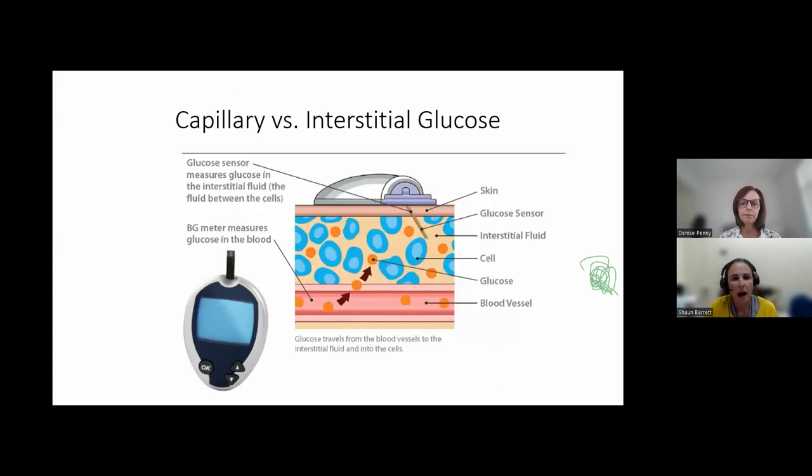Something important to mention around CGMS is that the sensor, and you can see it right here, is measuring the glucose, which here is supposed to be these little orange dots in the interstitial fluid. There's always going to be a physiological lag between what the sensor is saying the glucose level is and what it would be if you checked it at the same time with a meter. Because as you can see here in the picture, the glucose first goes through the blood and then it enters into this interstitial fluid and the spaces between the cells. So in periods where the blood sugar is changing quickly, whether it's increasing quickly after a meal or dropping quickly because of exercise, there might be a discrepancy between what the sensor says and what the meter says.